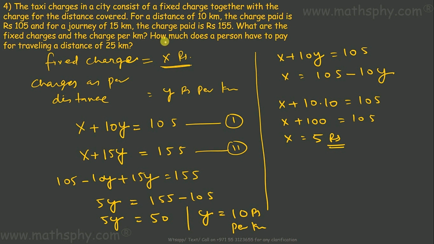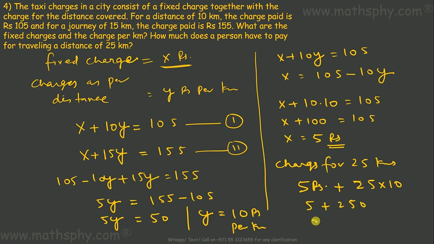Now it says, how much does a person have to pay for traveling a distance of 25 kilometers? So I'll write charges for 25 kilometers: 5 rupees fixed plus 25 into 10, so 5 plus 250, which is 255 rupees total he has to pay. X is 5, Y is 10, and charges for 25 kilometers would be 255 rupees total. Done.